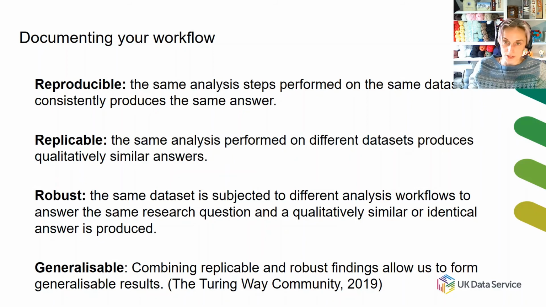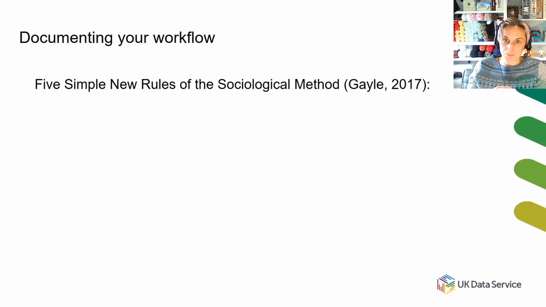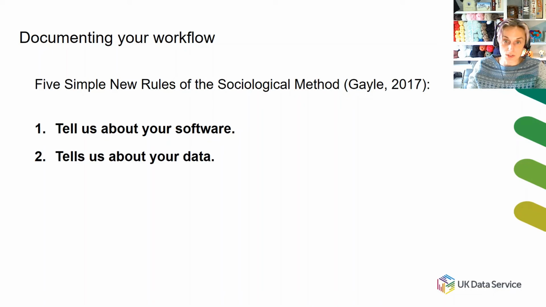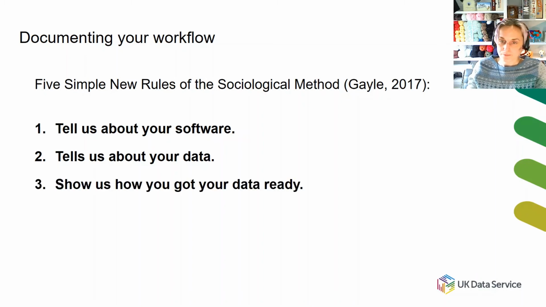to get understandable output. These are all important things, but what we need to know is there are 5 simple new rules for the sociological method. And now, especially from what you know from what Dermot said, some of these will be obvious, like this: tell us about your software. We need to know what software packages you used. Tell us about your data. Tell us how to get it or provide it to us.